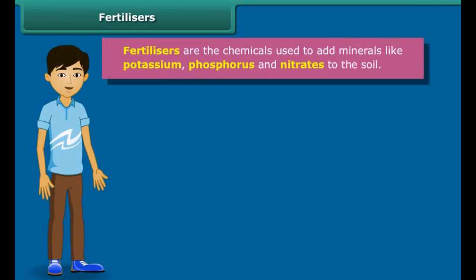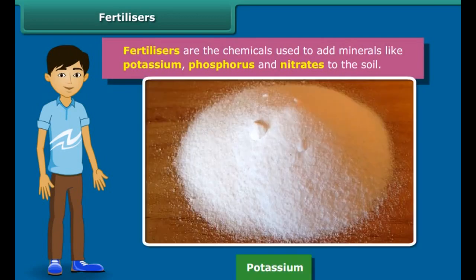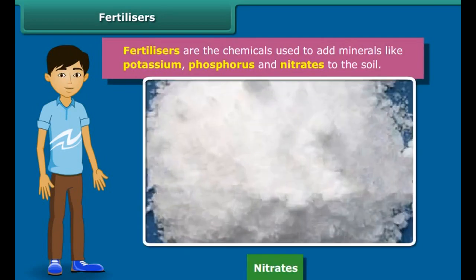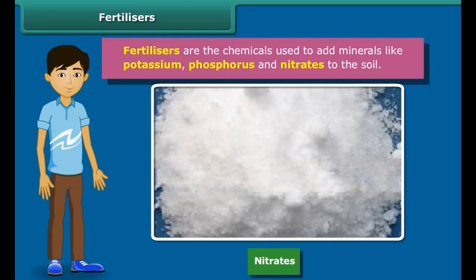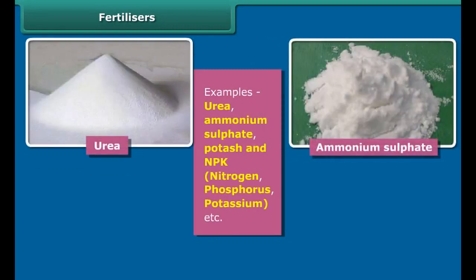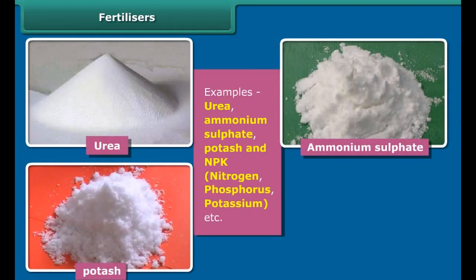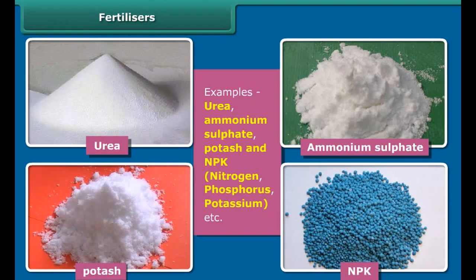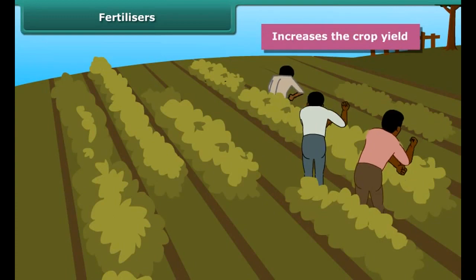Fertilizers are the chemicals used to add minerals like potassium, phosphorus, and nitrates to the soil. Fertilizers are produced in factories. Some examples of fertilizers are urea, ammonium sulfate, potash, and NPK: nitrogen, phosphorus, and potassium. The use of fertilizers increases the crop yield.